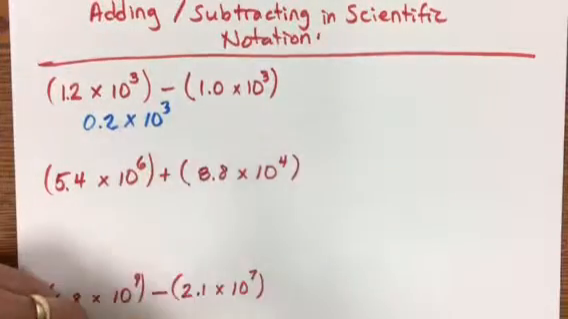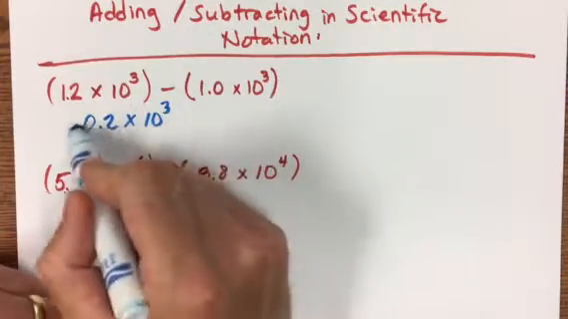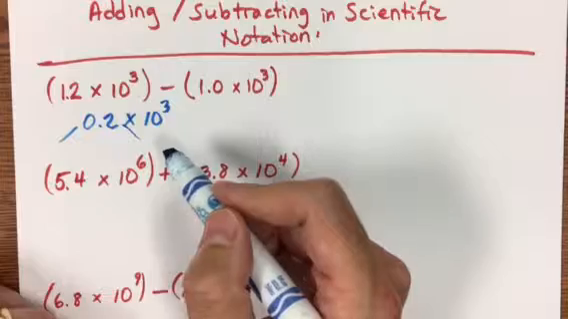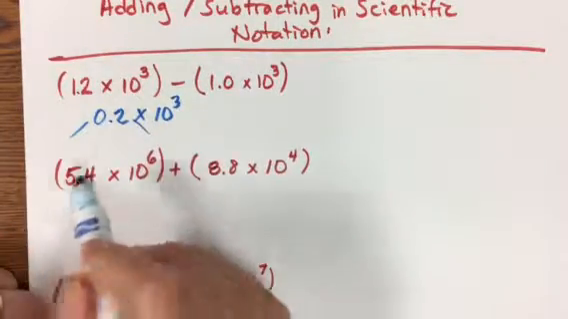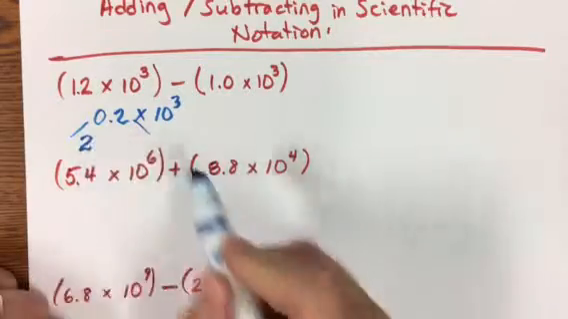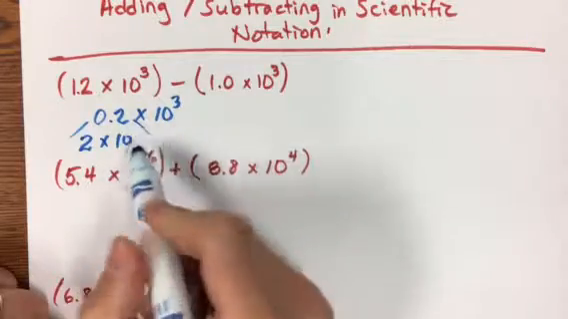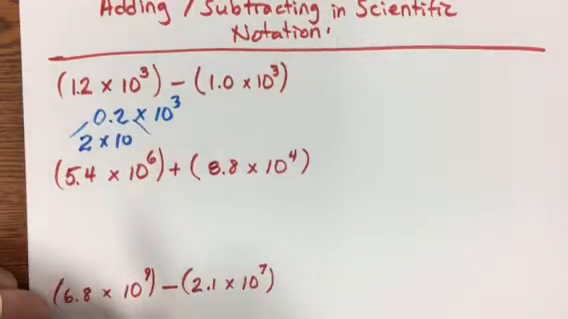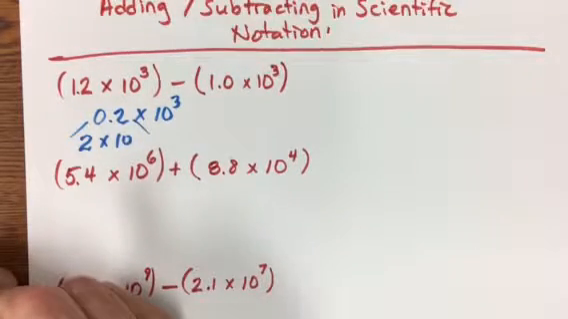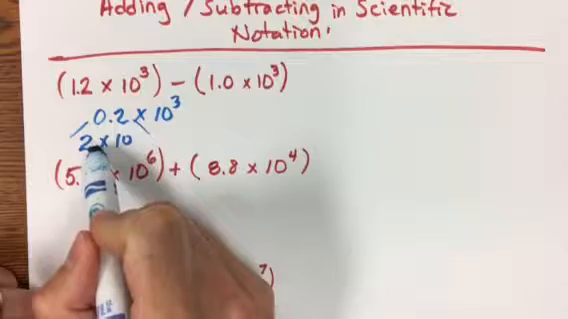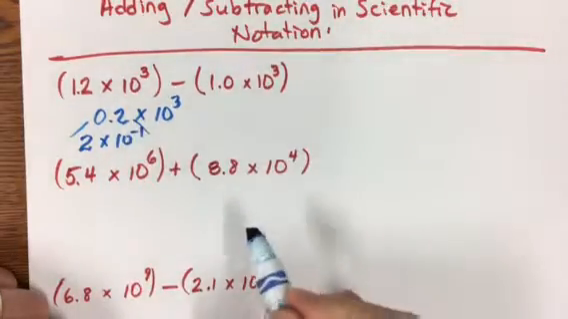However, this is not proper scientific notation. So in order to make this proper scientific notation, I want to break this 0.2 down and make it what would be proper scientific notation, which is one significant figure in front of the decimal times 10 to some power that would get me this 0.2 back. 2 times what power of 10 is equal to 0.2? Well, that would mean moving the decimal back to the left one place to get back to 0.2, so it would be 10 to the negative 1.